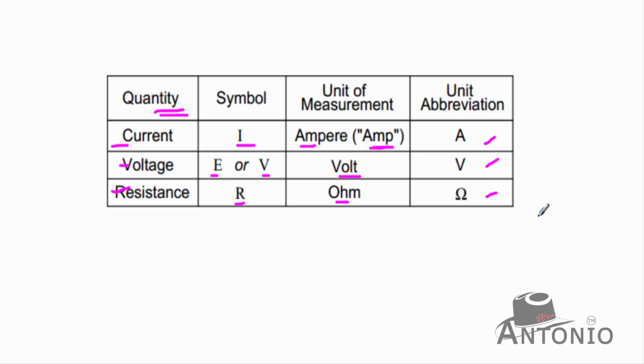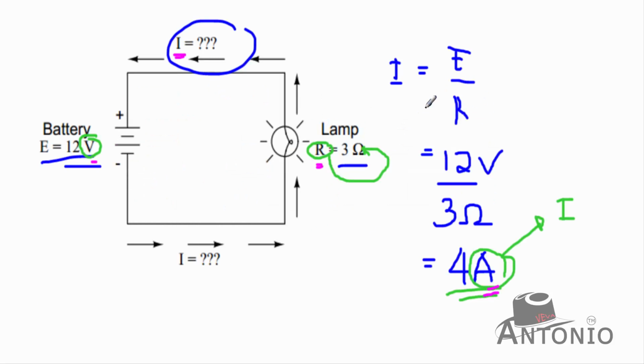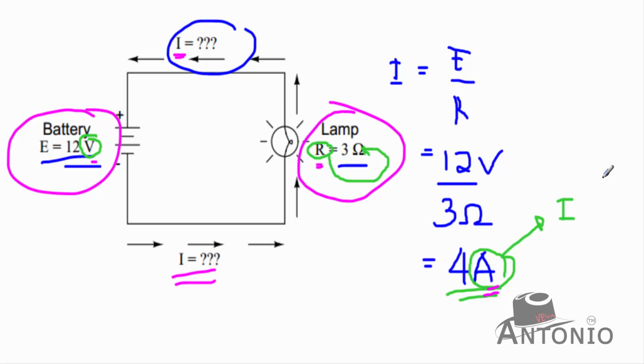Before we move to the second example, I want to clarify that in this first example we already calculated the amount of current. We were looking for the current, in amperes, in this particular circuit, with the given voltage E of 12 volts and resistance of 3 ohms.